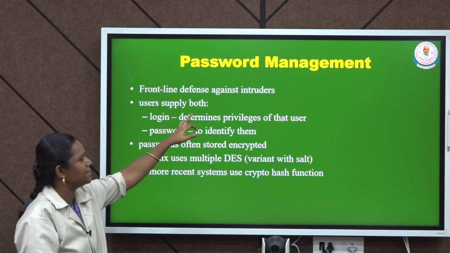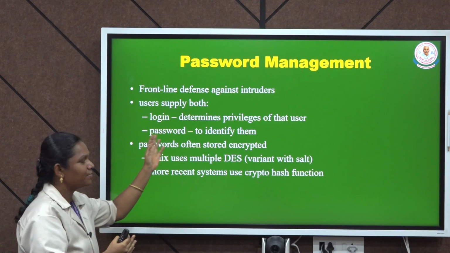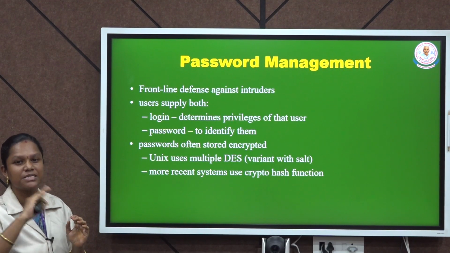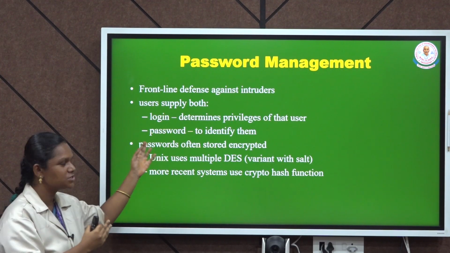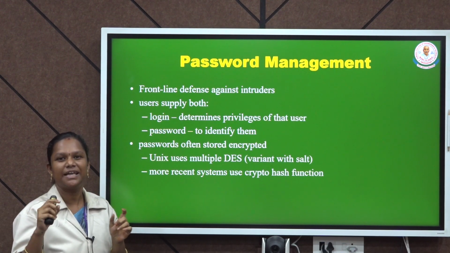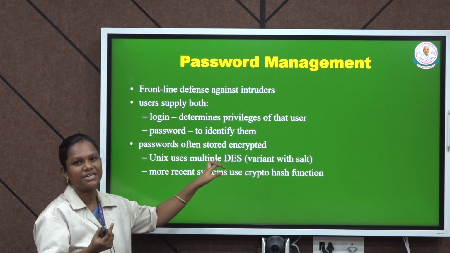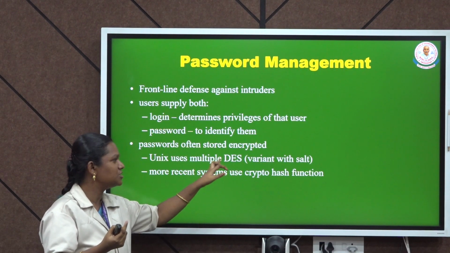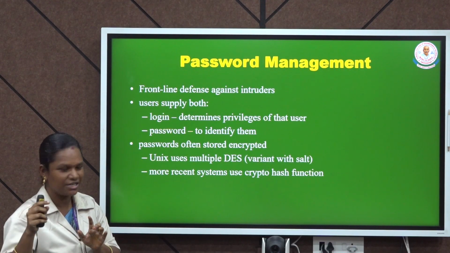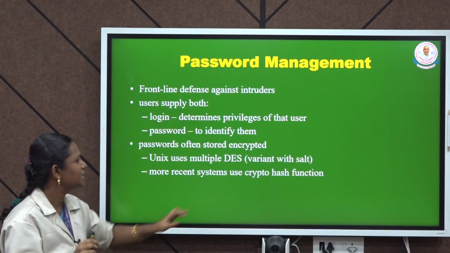First, the user supplies a login and password, a one-time login and one-time password. For passwords, intruders try all default passwords or all possible combinations of passwords. Next, passwords must be stored in encrypted format. They use multiple DES. DES means Data Encryption Standard. Its input is a 64-bit block and it uses a 56-bit key. That is called DES. All the password encryption uses DES.